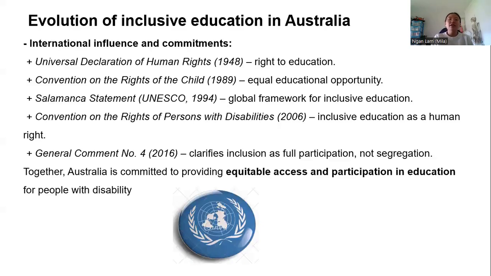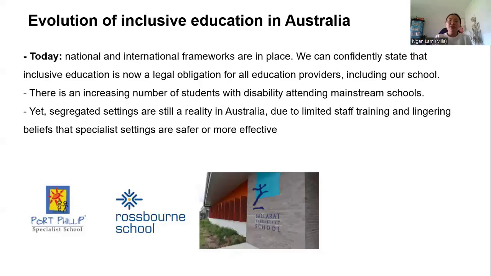And globally, the progress towards inclusive education aligns with Australia's international commitments. These include the Universal Declaration of Human Rights, the Salamanca Statement, and the Convention on the Rights of Persons with Disabilities. So together, Australia is committed to providing equitable access and participation in education for people with disability. So with national and international frameworks in place, we can confidently state that inclusive education is now a legal obligation for all education providers, including our school.